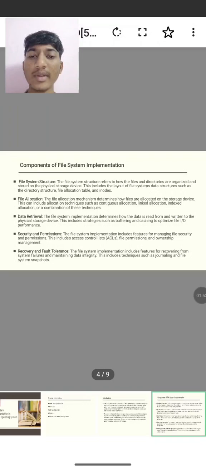Next, file allocation. The file allocation mechanism determines how files are allocated on the storage device. This can include allocation techniques such as contiguous allocation, linked allocation, indexed allocation, or a combination of these techniques. Data retrieval. The file system implementation determines how the data is read from and written to the physical storage device. These include strategies such as buffering and caching to optimize file input output performance.